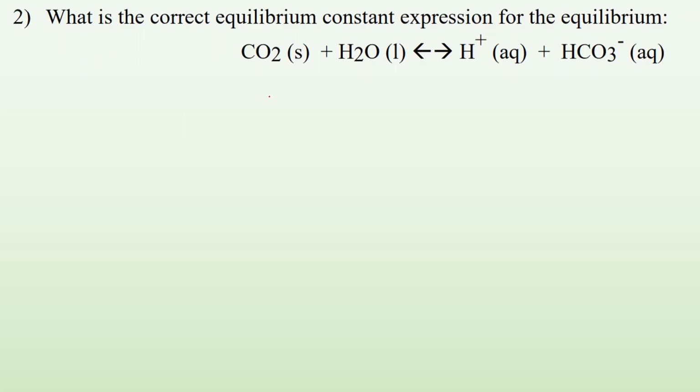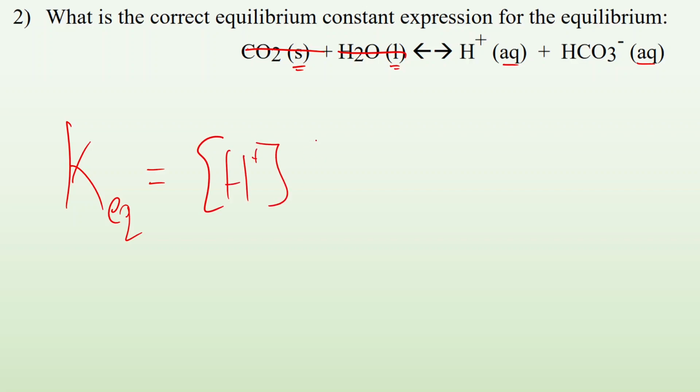So number 2, what is the correct equilibrium constant expression for this equilibrium? So again, hey, wait a minute, here's a solid, so I'm not going to include CO2 solid. H2O liquid, not going to include that. We got aqueous, those are going to be included. So my KEQ is going to equal the concentration of my products. So I got H plus times HCO3 minus divided by the concentrations of my reactants, which, I have no reactants that I'm including, so this is it. That's it.